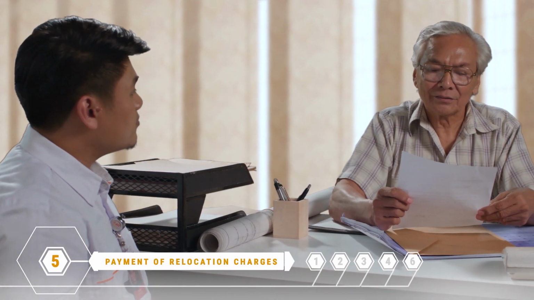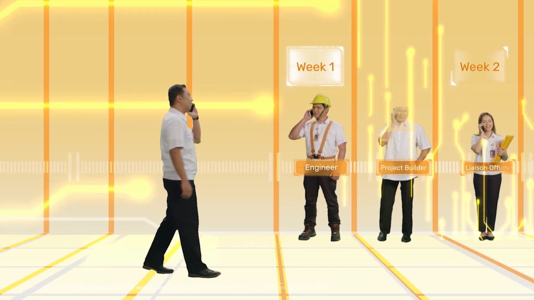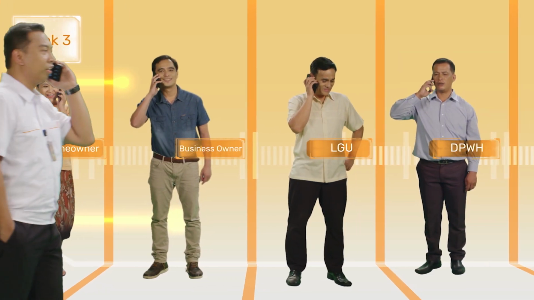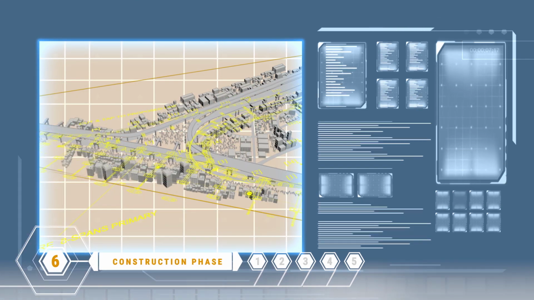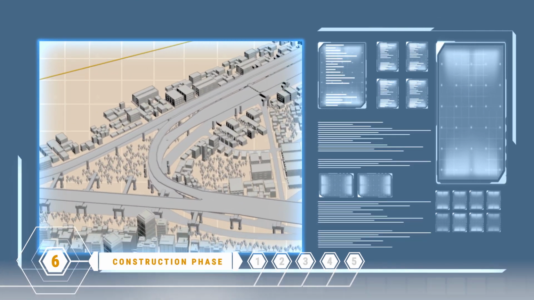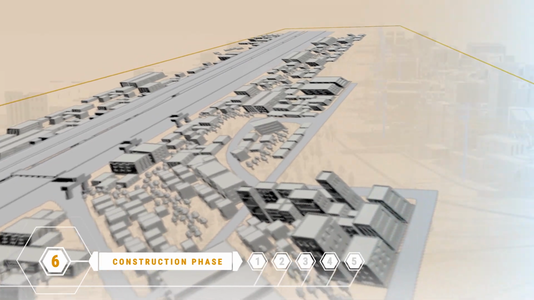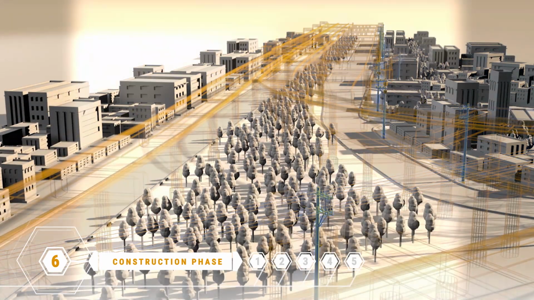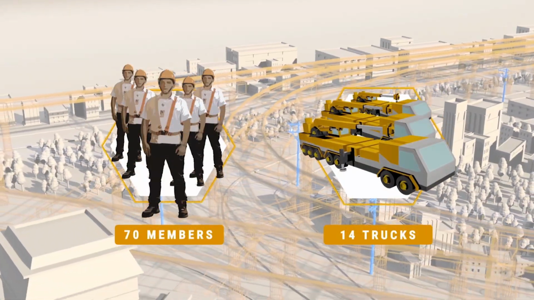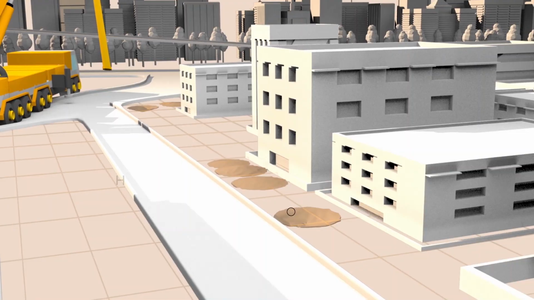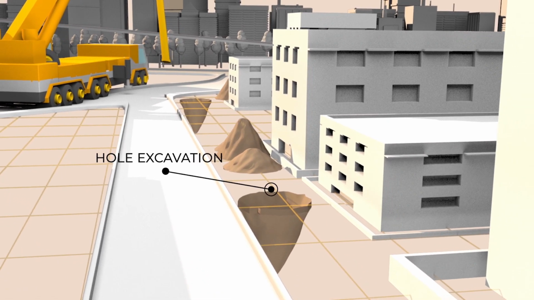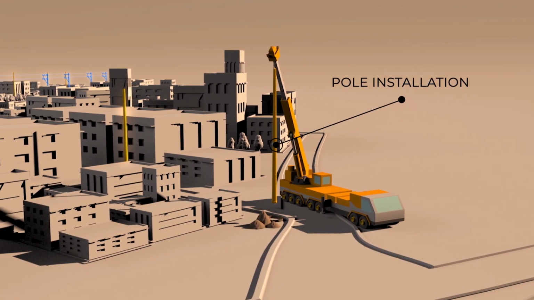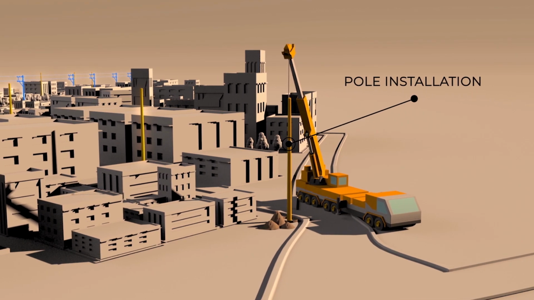Once the relocation charges are settled, Meralco executes its relocation plan based on a timeline agreed upon by both Meralco and the project builder. The first step in the implementation of relocation design is the carefully planned mobilization of manpower and resources necessary for relocation. Once all resources and plans are in place, Meralco excavates the holes and builds the foundations necessary for the relocation. Meralco then installs these new poles together with the line hardware.